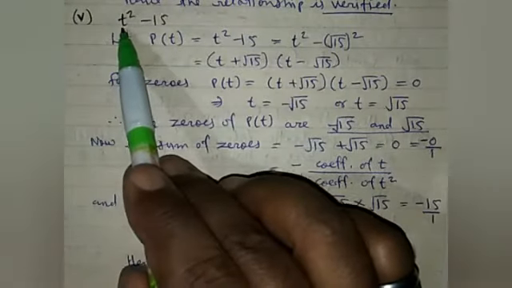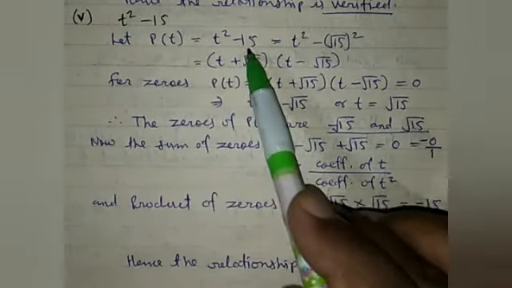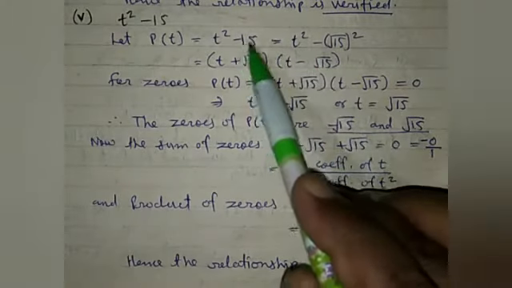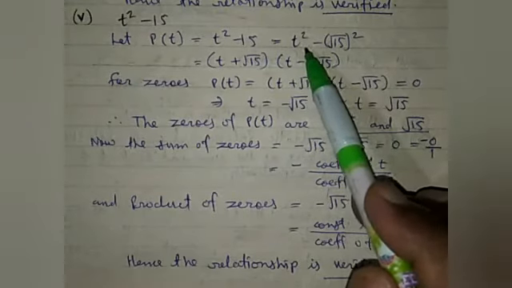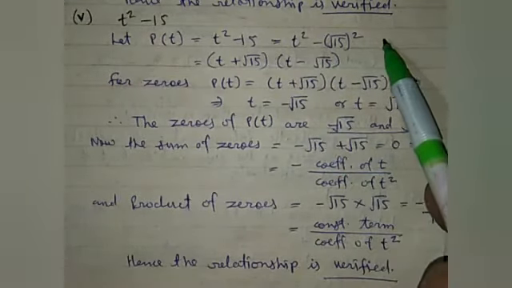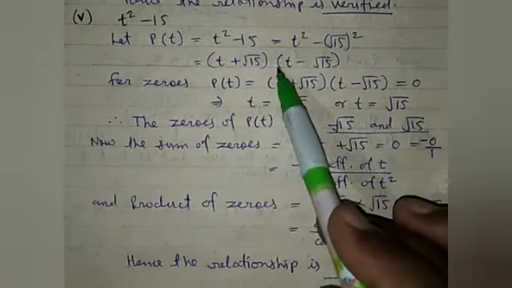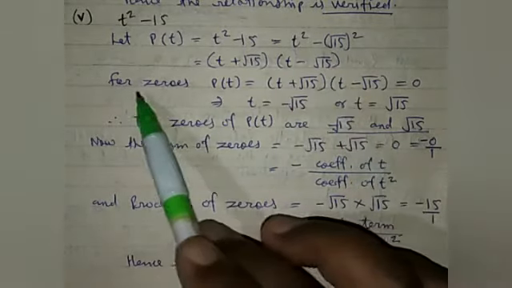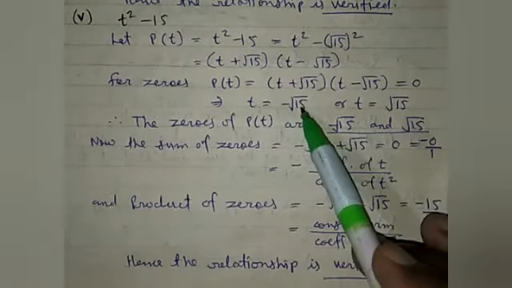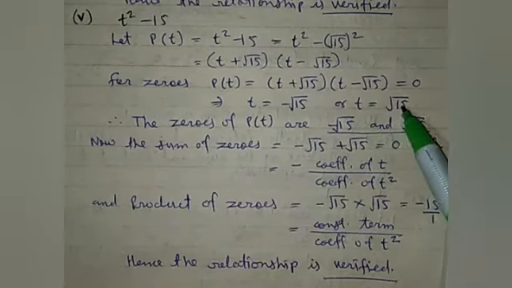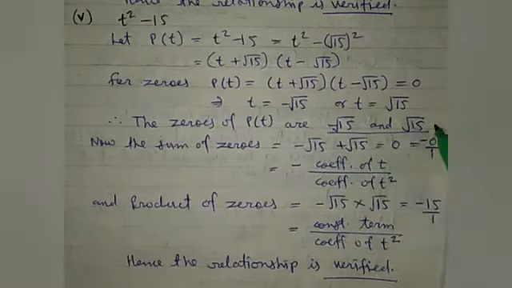Now in the fifth part, the polynomial is t square minus 15. Here let p(t) equal t square minus 15. Then it will be equal to t square minus (root 15) whole square. So here you have to factorize it by the identity a square minus b square equal to (a plus b) into (a minus b). So it will be equal to (t plus root 15) into (t minus root 15). So for zeros, p(t) equal to 0. So here you will get t equal to minus root 15 or t equal to root 15. Hence the zeros of polynomial p(t) are minus root 15 and root 15.